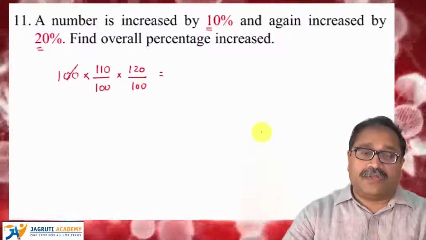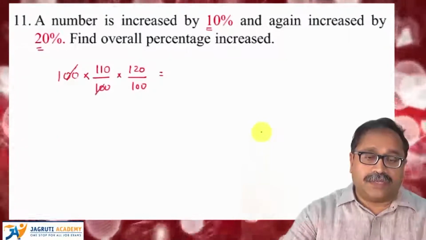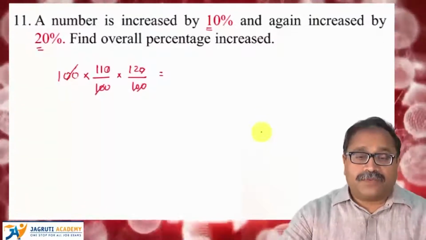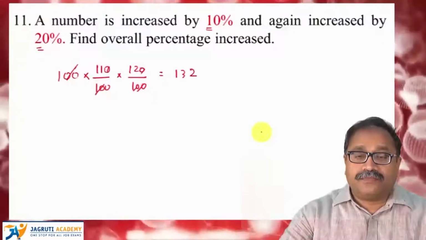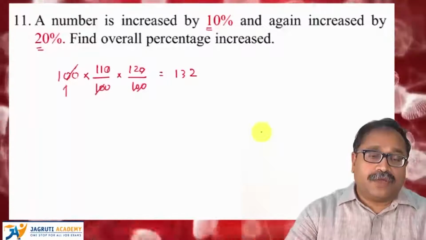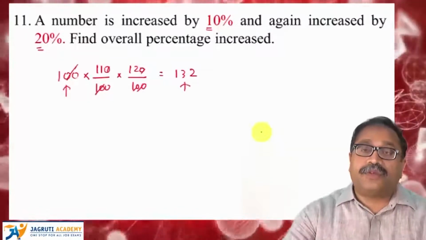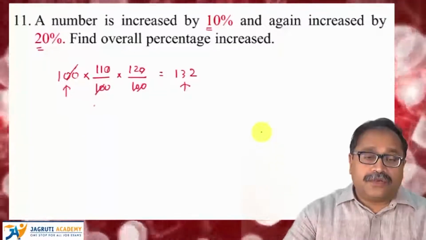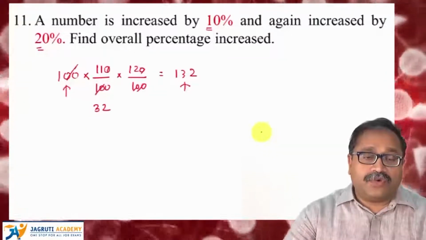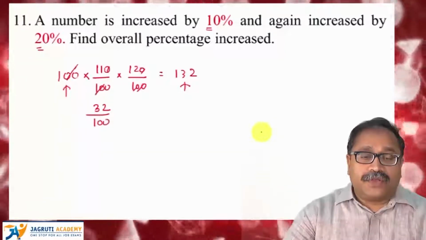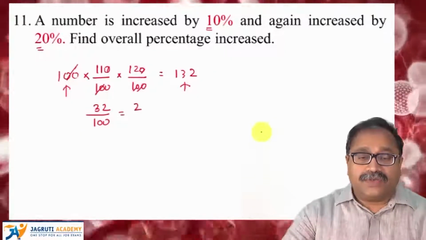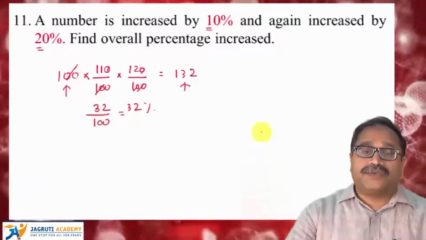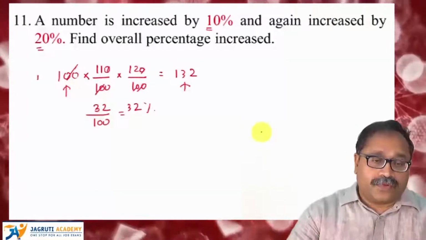Now let's find out the end value. This 100 gets cancelled. These two zeros get cancelled. And 12 into 11, that comes to 132. What was the initial value? 100. What is the end value? 132. What's the increase from the initial value to the end value? 32 increase. 32 increase over 100. Therefore, 32 itself is the percentage. So there is an increase of 32%. This is one approach. Okay.